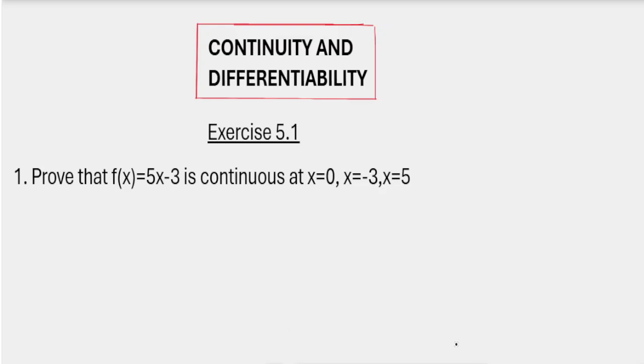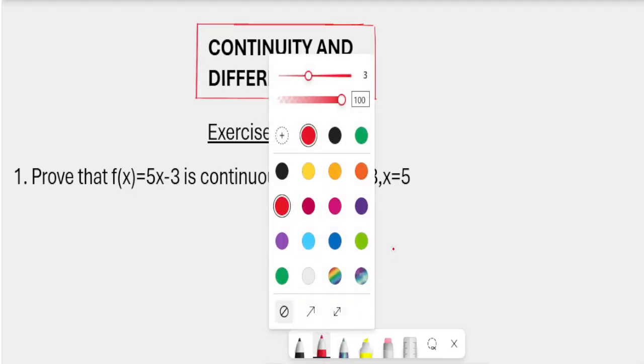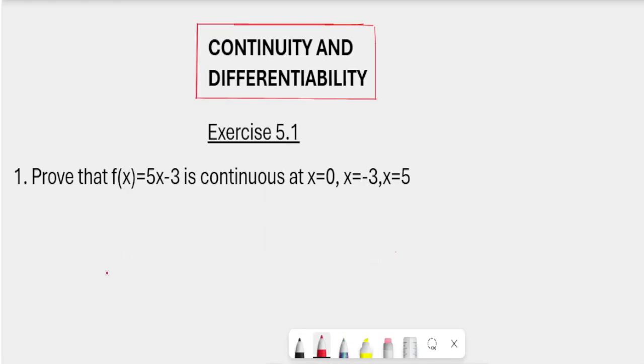Hello everyone. Today we'll deal with the topic Continuity and Differentiability, class 12 Maths, and we'll do the questions from exercise 5.1. So first question, prove that f of x equals 5x minus 3 is continuous at x equals 0, x equals minus 3 and x equals 5.